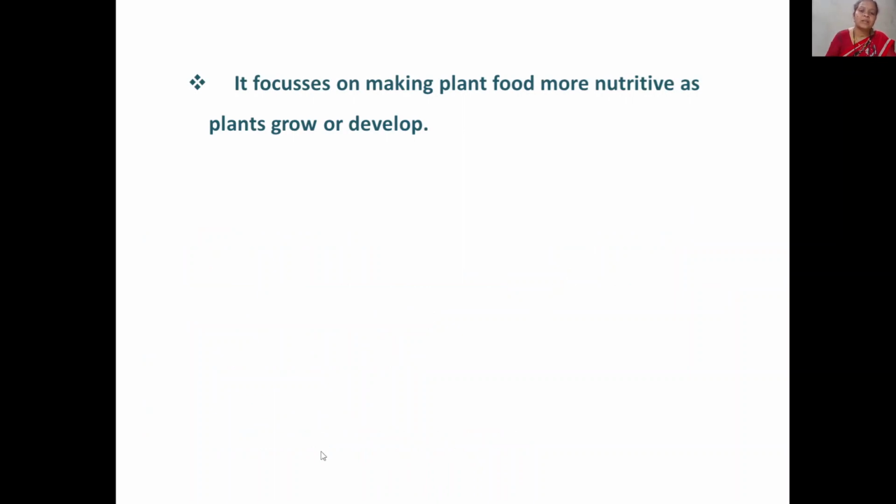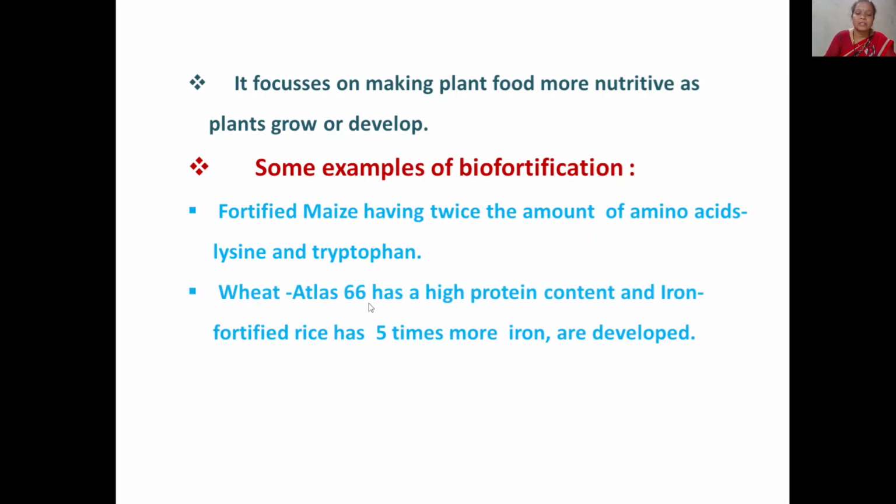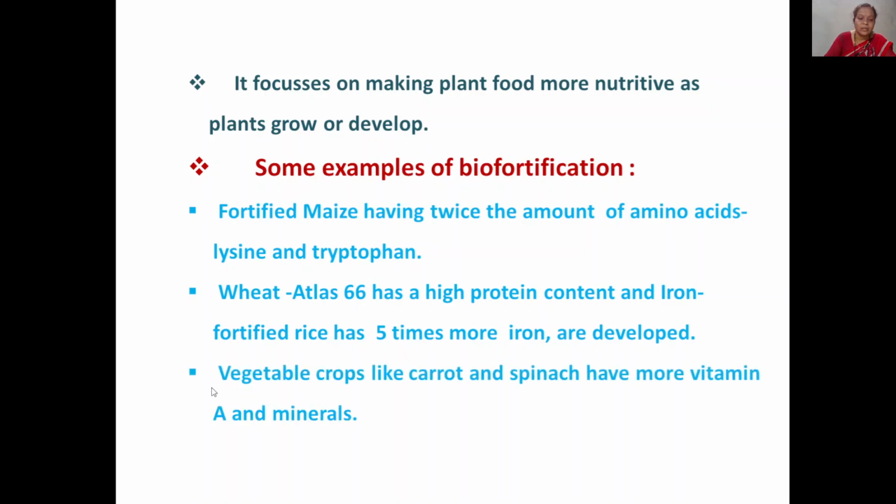It focuses on making plant food more nutritive as the plant grows or develops. Here, biofortification can be achieved through conventional selective breeding practices and through rDNA technology. Here we see some examples of biofortification. Fortified maize has twice the amount of amino acids, that is lysine and tryptophan. Second example is wheat Atlas 66, which has higher protein content and iron. Fortified rice with 5 times more iron has been developed. Third example is vegetable crops like carrot and spinach, which have more vitamin A and minerals.